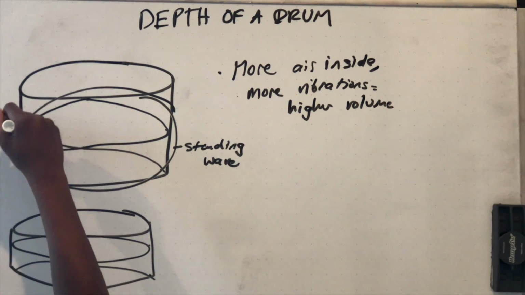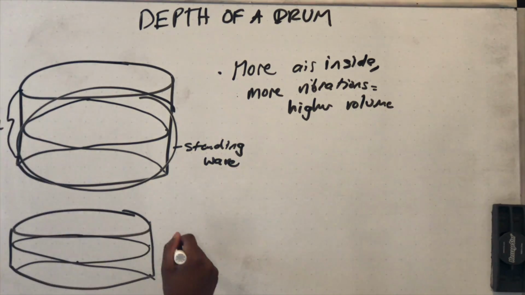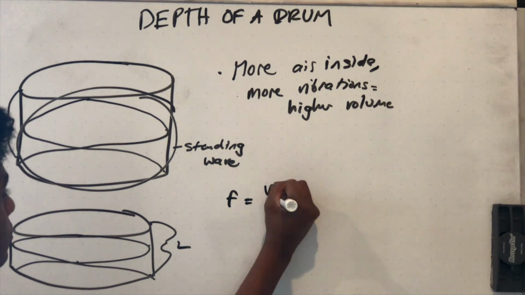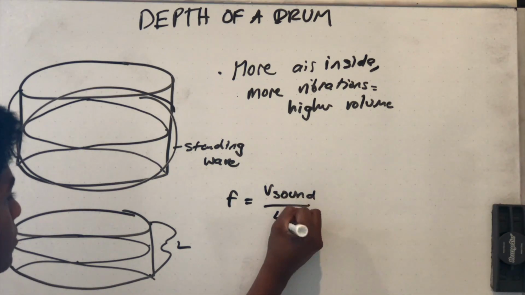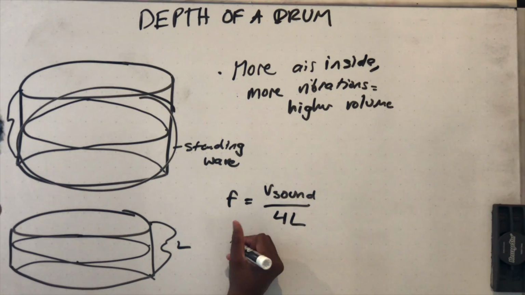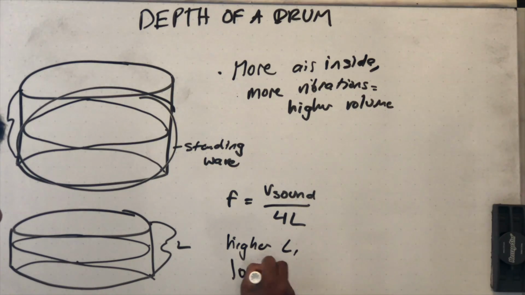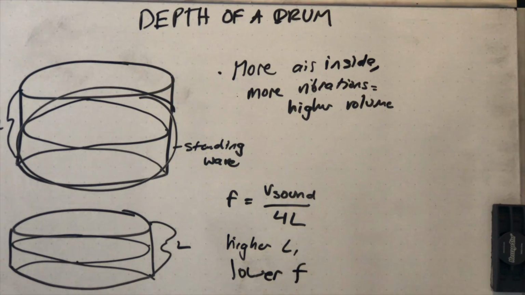The fundamental frequency can be represented by the equation frequency equals velocity of sound divided by 4 times the length of the tube. According to this equation, the longer the length of the pipe is, the lower the fundamental frequency is. The lower the frequency of the sound wave created, the lower the pitch is.